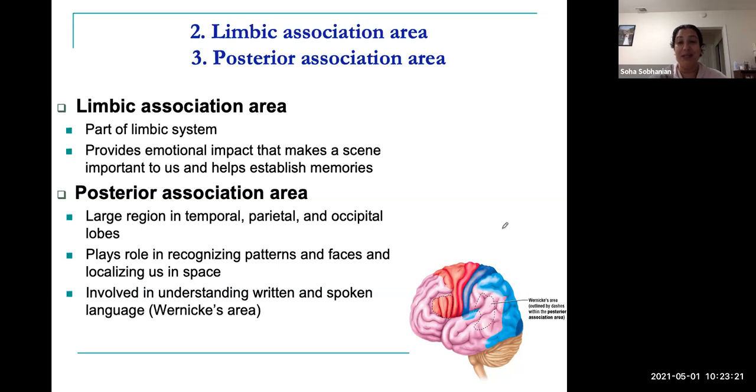Okay, the other association area we have is the limbic association area, which is not shown here. The limbic association area is, and I'm going to just read this and then explain it, it says, provide emotional impact that makes sense in terms of what is important to us and help us establish memory. So in terms of what we form as good memories or bad memories, this is the part of your brain that does that.